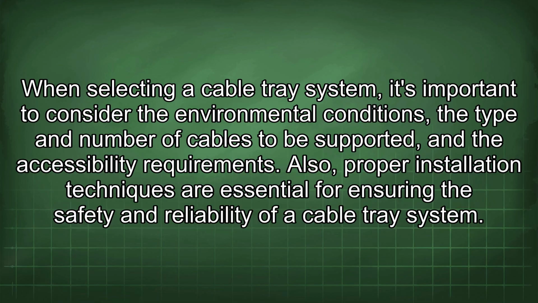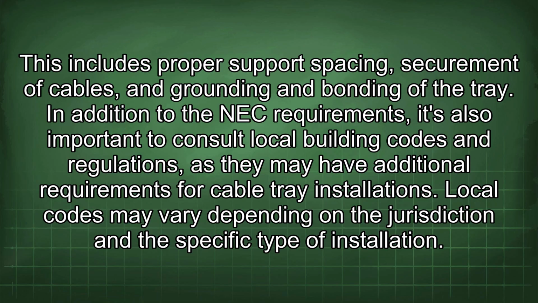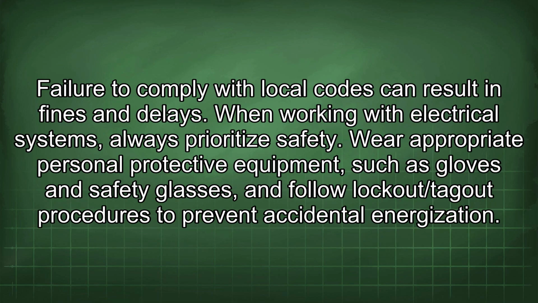Also, proper installation techniques are essential for ensuring the safety and reliability of a cable tray system. This includes proper support spacing, securement of cables, and grounding and bonding of the tray. In addition to the NEC requirements, it's also important to consult local building codes and regulations, as they may have additional requirements for cable tray installations. Local codes may vary depending on the jurisdiction and the specific type of installation. Failure to comply with local codes can result in fines and delays.